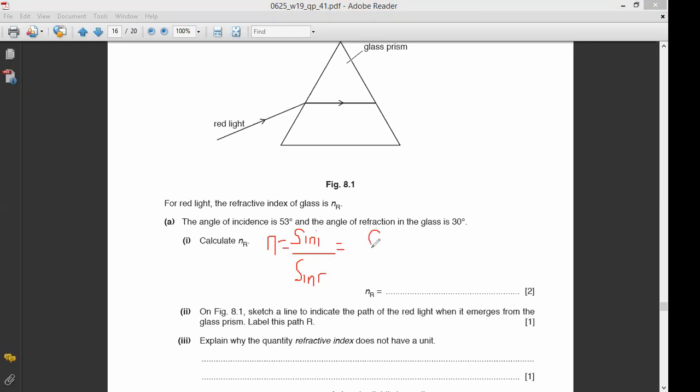So that would be sine 53 over sine 30 degrees. You should do it on your calculator quickly. So what's the answer, please? 1.6. I hope you got the same thing. Yes. Okay, so what's the unit? There's no unit.